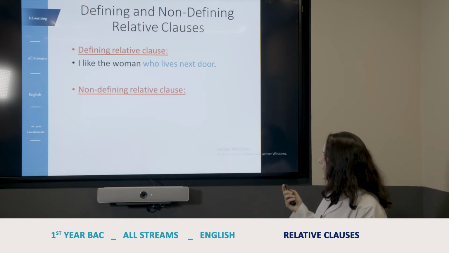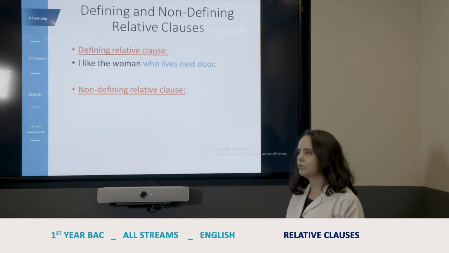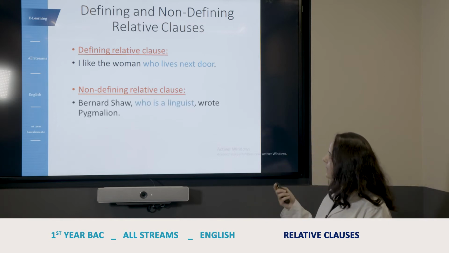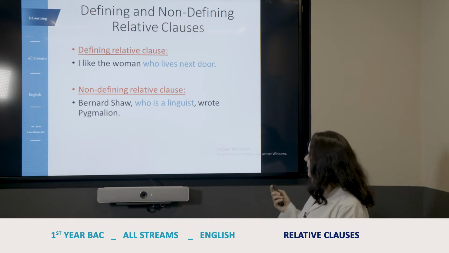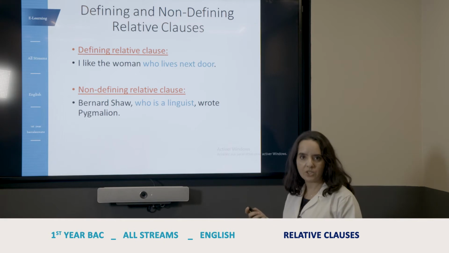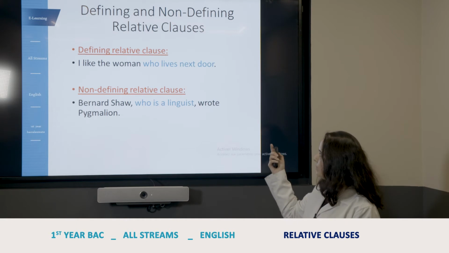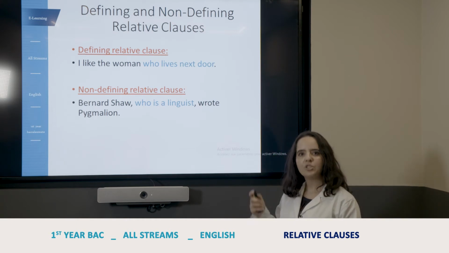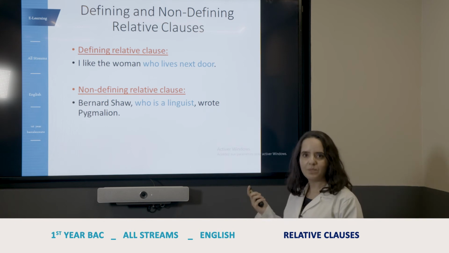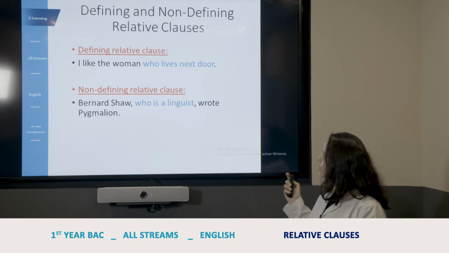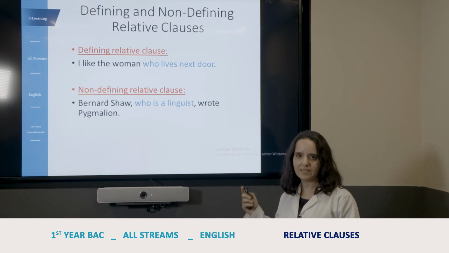A non-defining relative clause gives us extra and additional information to the main clause. For example, Bernard Shaw, who is a linguist, wrote Pygmalion. Who is a linguist does not define Bernard Shaw. It just gives us more information about him. If we remove this clause from the sentence and we just keep Bernard Shaw wrote Pygmalion, the sentence will be still meaningful. And don't forget, whenever you have a non-defining relative clause, you have to write commas.